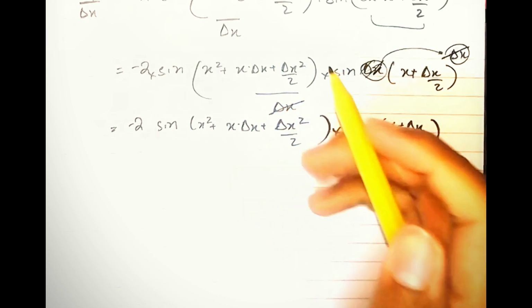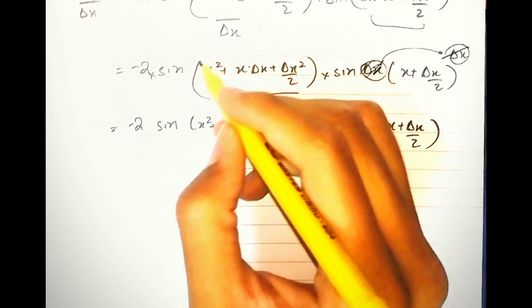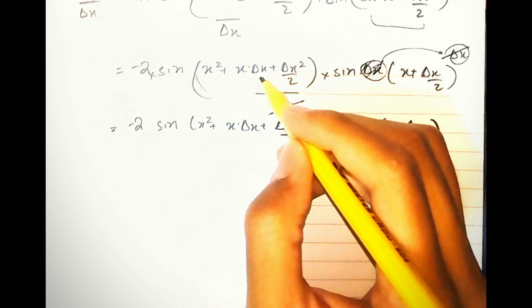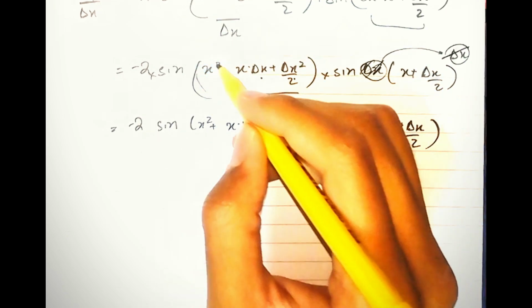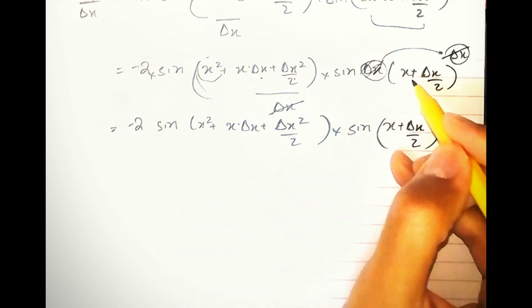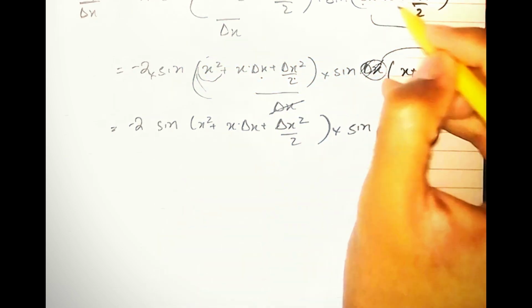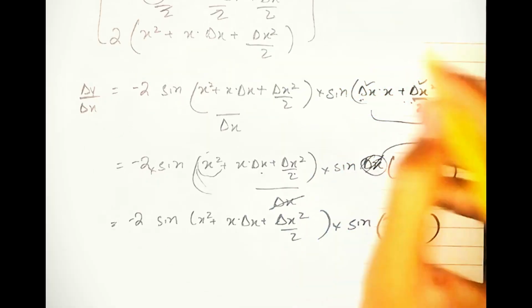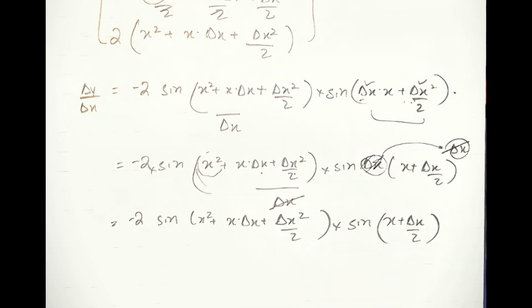But your question would be, why didn't you take out delta x common from this term? Because you can see that delta x is present over here, delta x is present over here, but delta x is not present over here, so I cannot take out delta x common from the first term. So I'm going to use the second term because we have delta x in both of these terms in the second part.